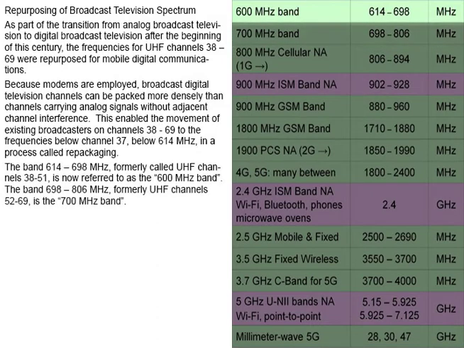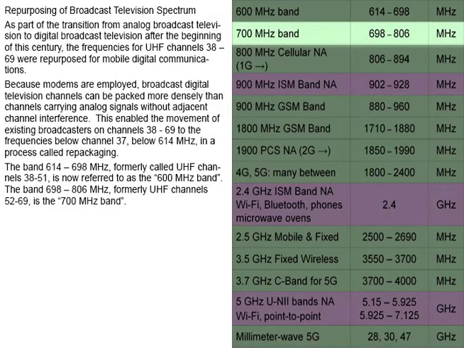The band 614 to 698 MHz, formerly called UHF channels 38 through 51, is now referred to as the 600 MHz band. The band 698 to 806 MHz, formerly UHF channels 52 through 69, is the 700 MHz band.